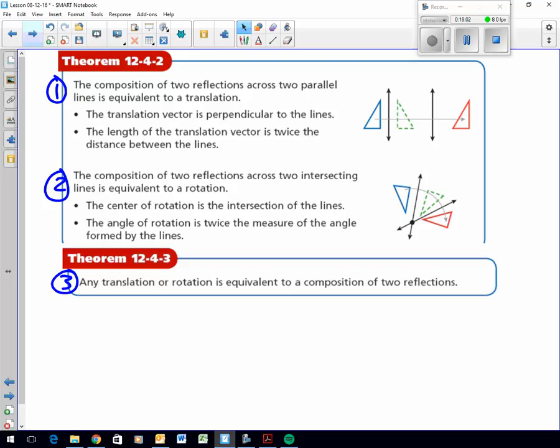I think on your fill in the blank, some of those bullet points are on there too, but we'll deal with those when we get there.